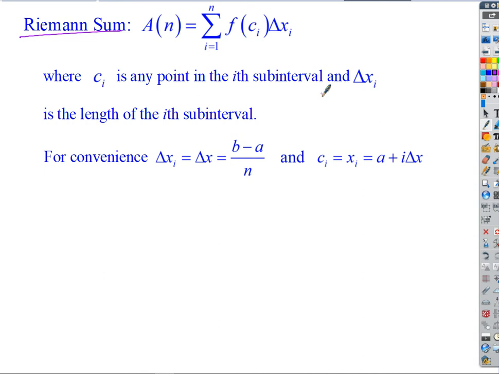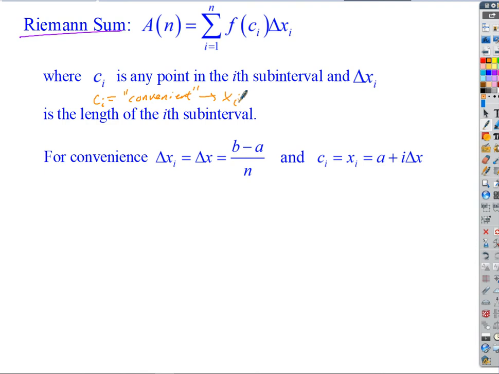So it doesn't matter. I always tell my students to think about c sub i as c sub i equals convenient, which means x sub i. It's the most convenient one, the right edge. It's the easiest one to sum.